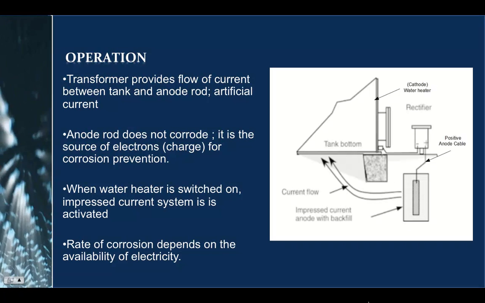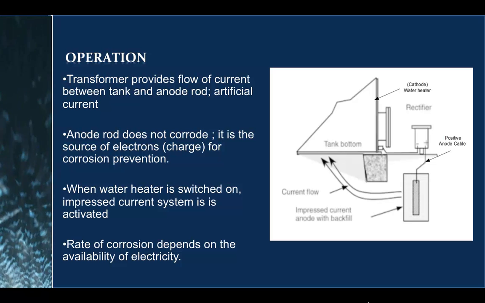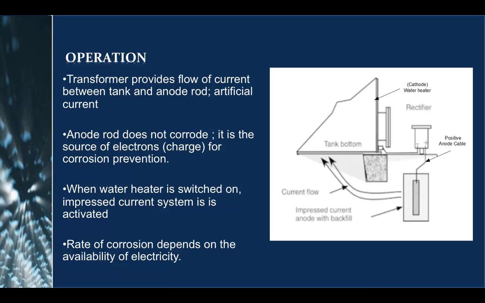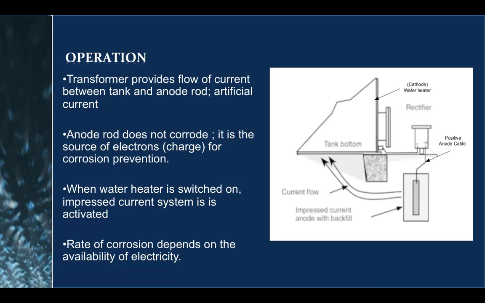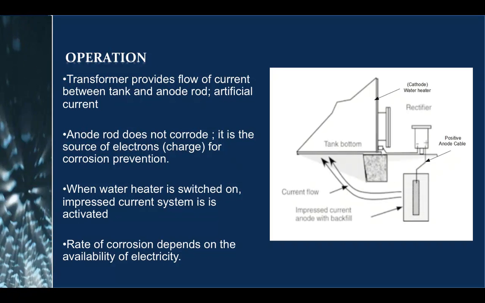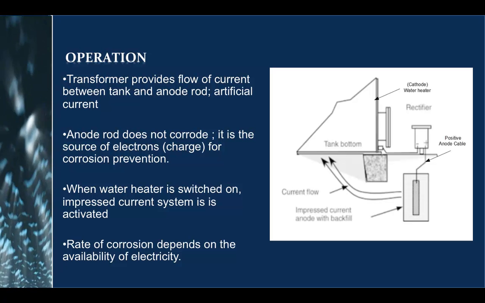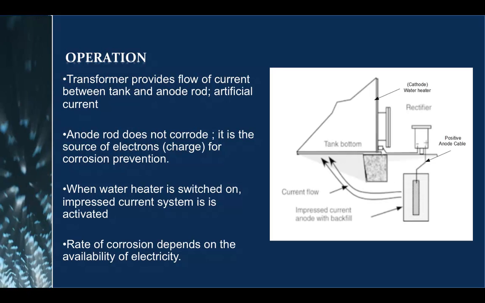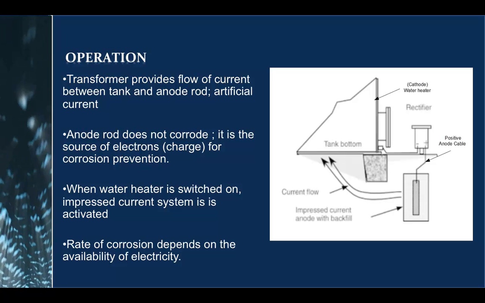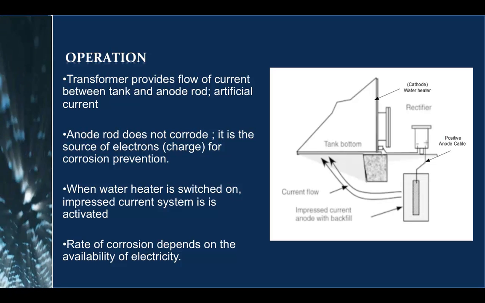Operation. The transformer provides the flow of current between the tank and the anode rod. It does not have a natural flow of current. Because of the transformer, there is a flow of current, but it's artificial. The anode rod does not corrode away in this particular system. It's just the source of electrons, the charge for corrosion prevention. When the water heater is switched on, the impressed current system is activated, and the rate of corrosion depends on the availability of electricity.